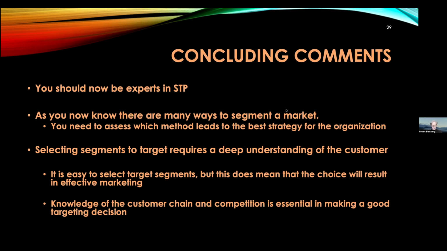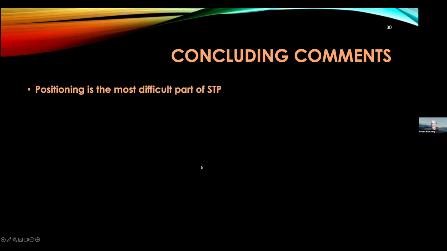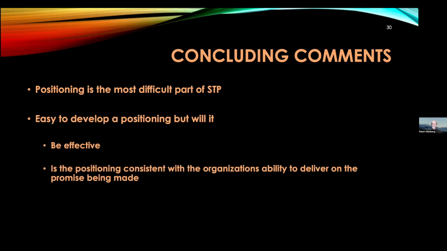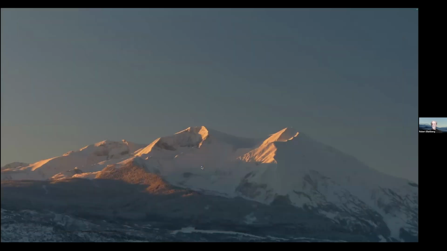So with that, I think there's one more slide, but it's, oh, here it comes. So positioning is the most difficult part of STP. Easy to develop a positioning, but will it be effective? And is it consistent with the organization's ability to deliver on the promise being made? So if we want to have joint degrees and have unique students, can we deliver on that? And can we position it effectively vis-a-vis the competition? I'll let you think about that. So I'm going to end and open it up for questions.